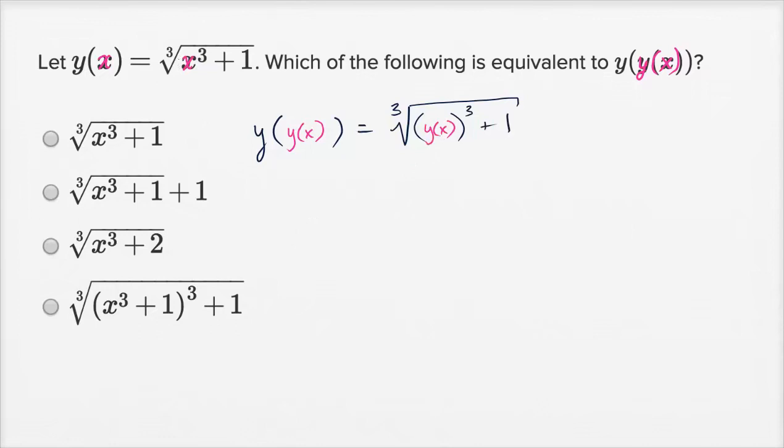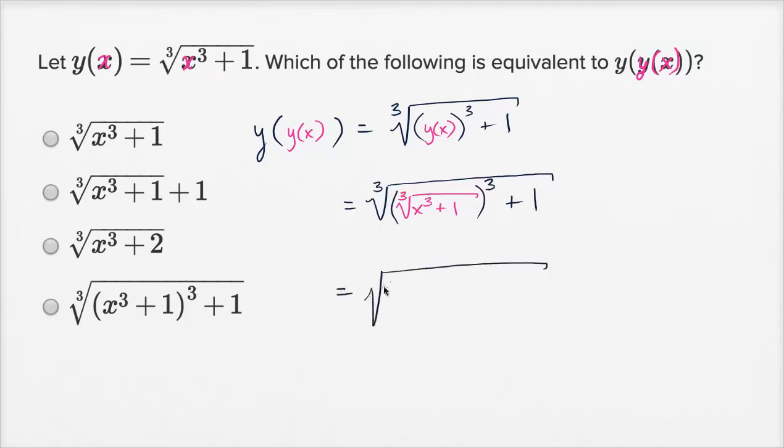So let me write this down. So this is going to be equal to the cube root of, let me give myself some space. So y of x is the cube root of x to the third plus 1. Now we're going to raise that to the third power, plus 1. And so we just have to evaluate this. So what is this going to be? Well, this is going to be the cube root of, well, what we have right over here.